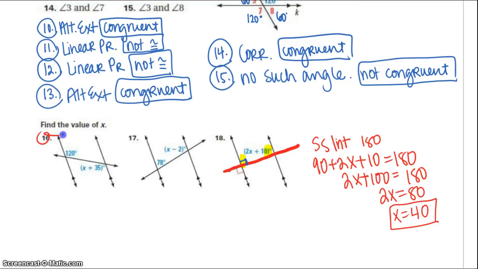What I would like you to do is try these two. You're super smart. Now you're going to get them right. So try those two, bring them to class. Make sure you go back and fill in all the ones I asked you to do.